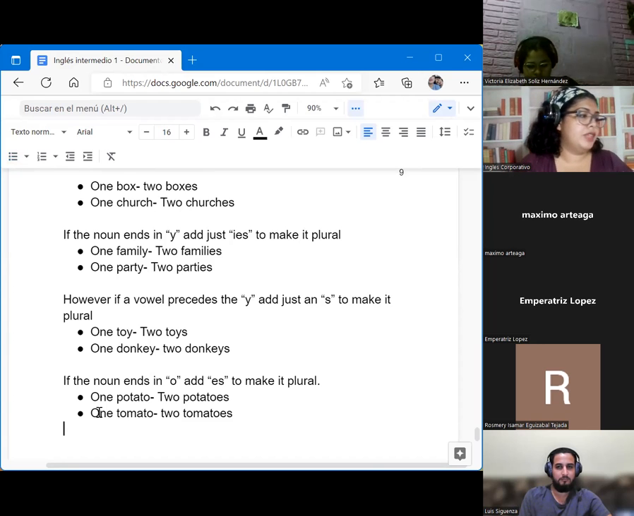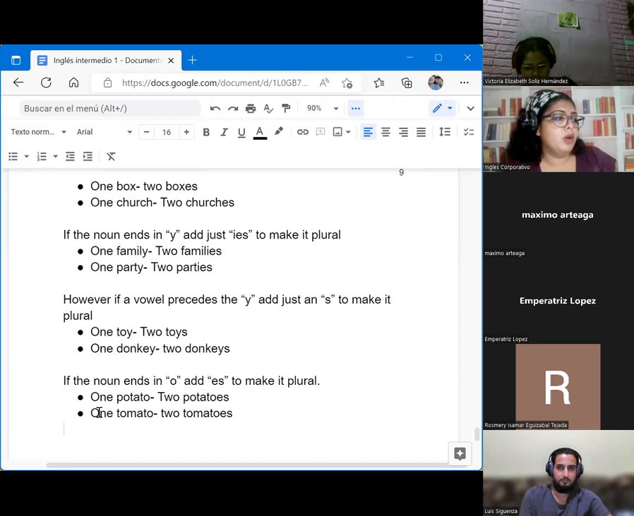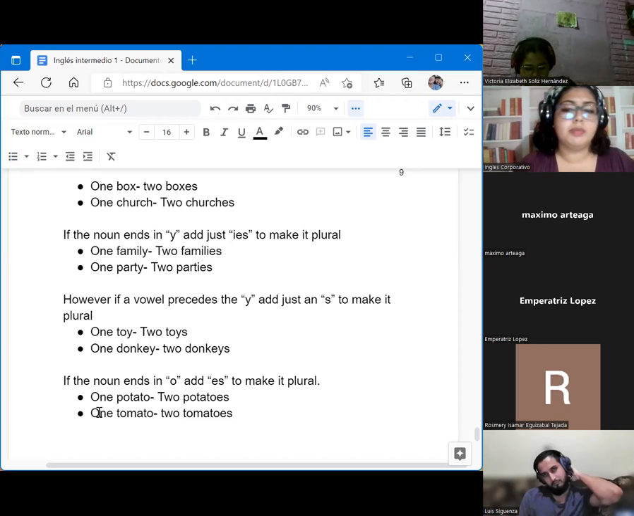Then, if the noun ends in F or FE, change the F to a V and add ES. Este es como el cambio más grande que vamos a ver. Porque si tenemos palabras que terminan en F, la vamos a cambiar a una V. Totalmente diferente y le agregamos la ES. Aquí sí vamos a hacer un cambio bastante grande en las palabras.